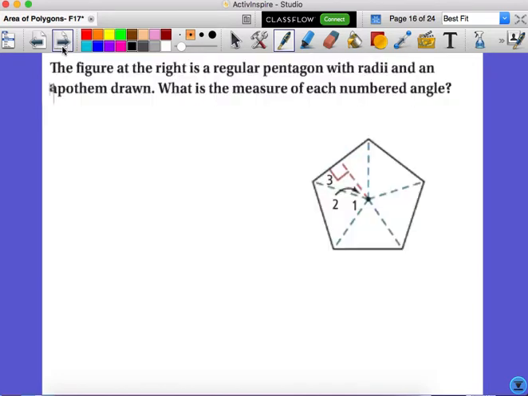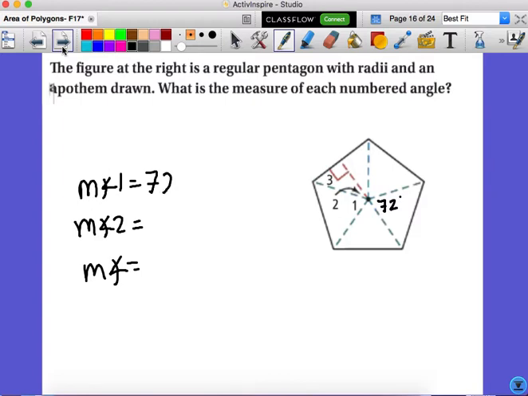So with that, we've got this 5-sided figure with an apothem drawn. We need to find the measures of angles 1, 2, and 3. Angle 1 is one of those central angles, and we know all around the center we have 360 degrees. If I take 360 and divide it by 5 equal angles, I've got 72 degrees for each of those central angles. But then the apothem is splitting that angle in half, so for angle 2, I've got 36 degrees. And for angle 3, it's the third angle inside of that right triangle, so I've got 180 minus 90 minus 36, which leaves me with 54 degrees.